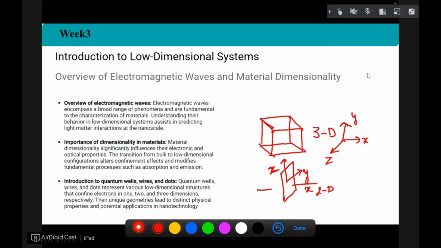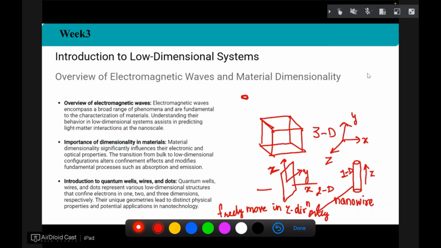And if we consider a nanowire, light is confined only along x and y direction. Suppose this is your z direction. So light can freely move in the z direction only and is confined in the x and y plane. Then we will say it is a 1D material. And if the light is confined in all the three directions, then it will be a quantum dot.